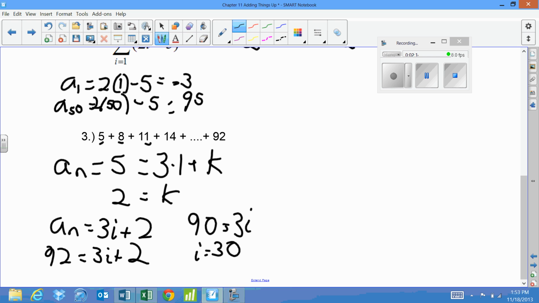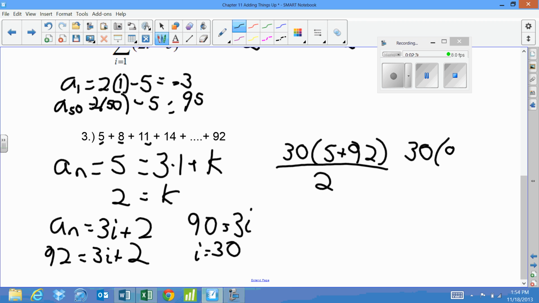So I can use 30 as my n in my formula. And I'm just using the arithmetic series summation above. I know that my first term was 5. I'm going to add on my last term, which is 92. I'm going to take that whole thing and divide by 2. So I get 30 times 97 divided by 2.